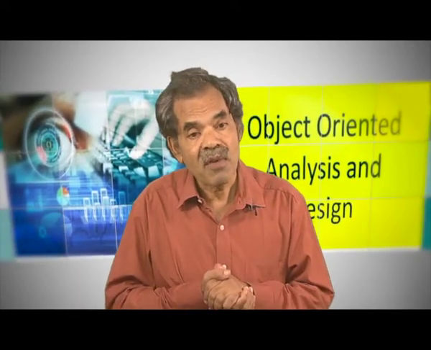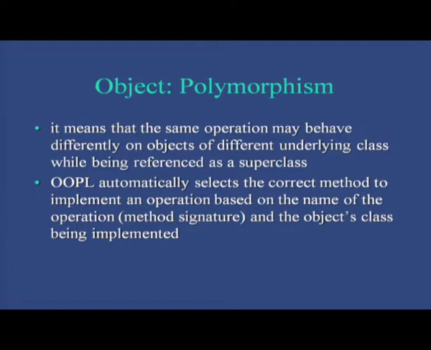Polymorphism means that the same operation may behave differently on objects of different underlying classes. This is a multiplier. How does it matter whether it is multiplying integers or real numbers? Depending on the data, it will act. The calculator has only one symbol for multiplication. It can take care of decimal numbers, it can take care of integers, it can take care of negative numbers. Whatever you are talking about, only one symbol. One button multiplier is there. An object oriented programming language automatically selects the correct method to implement an operation based on the name of the object.